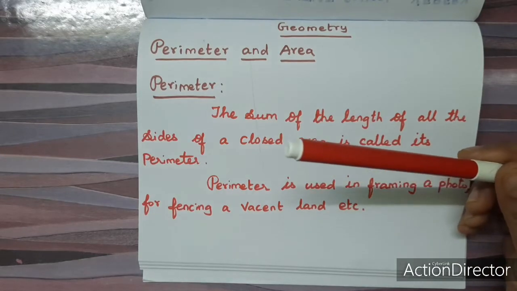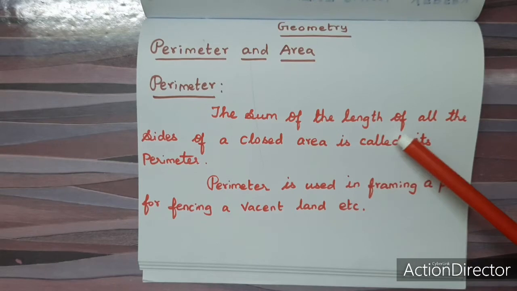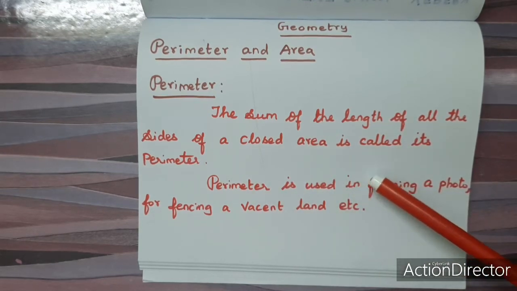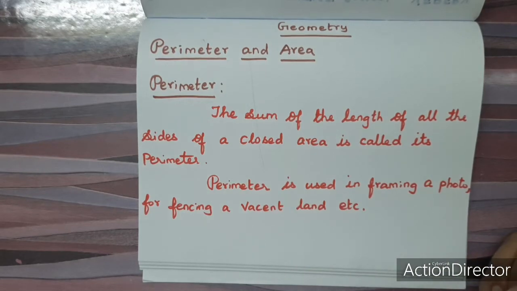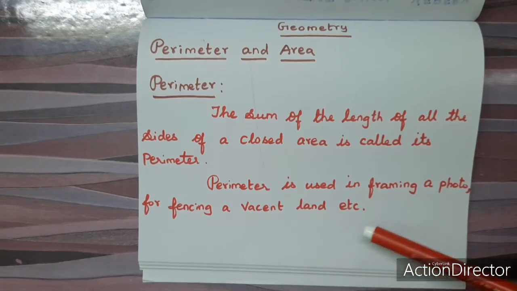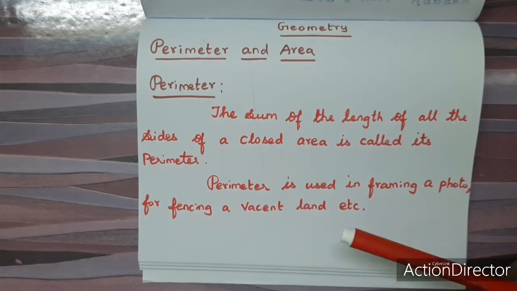So first, what is perimeter? The sum of the length of all the sides of a closed area is called its perimeter. Perimeter is used in framing a photo, for fencing a vacant land, etc.